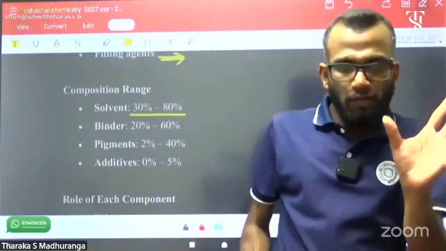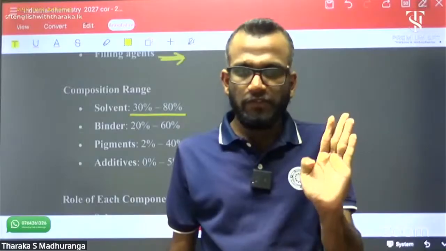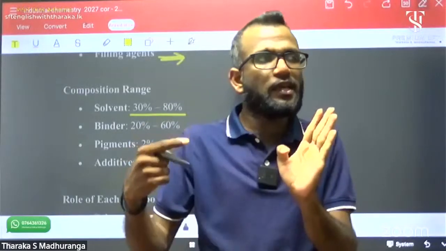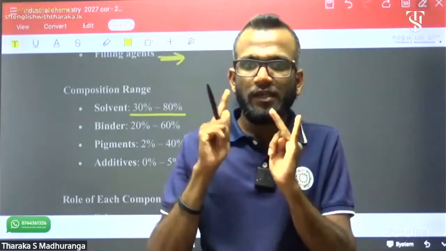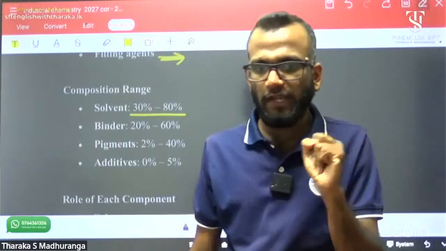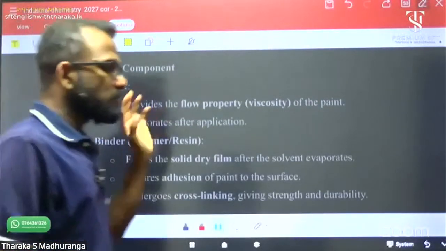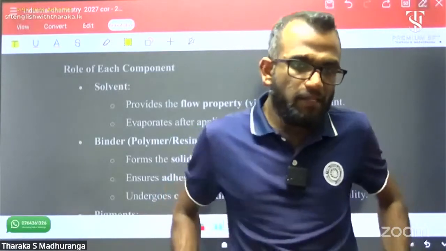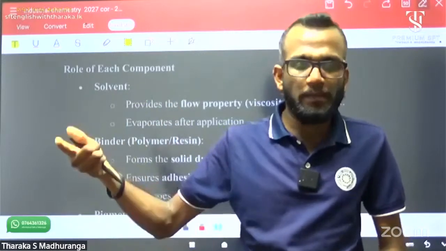Okay. Then what are the raw materials, the ingredients required for paint production? The first one, solvent, is compulsory. Then solvents, pigments, binders, additives, filling agents. Five ingredients. See what the purpose of adding each ingredient is. What is the purpose of adding solvents to paint production?